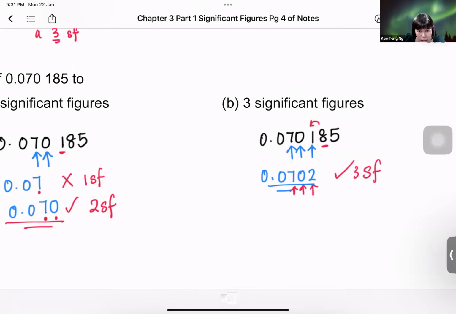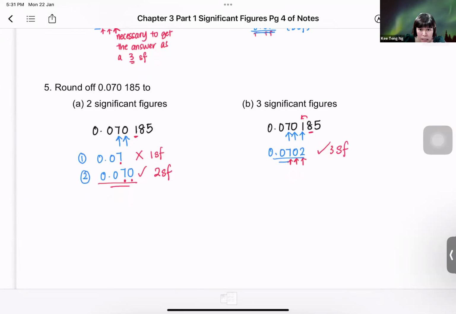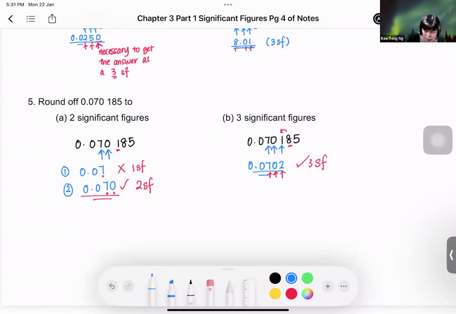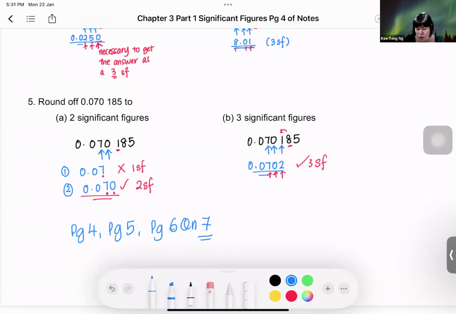Okay. With that, I come to the end of this part on understanding rounding of numbers to significant figures. Please complete chapter 3, part 1, notes, page 4, 5. For question 6, you need to press a calculator and download the answers. And do page 6, question 7. Right. I'll see you for our next lesson.